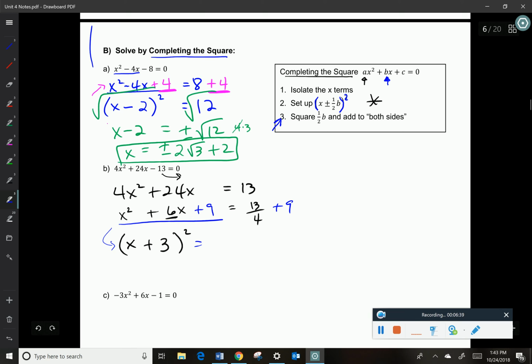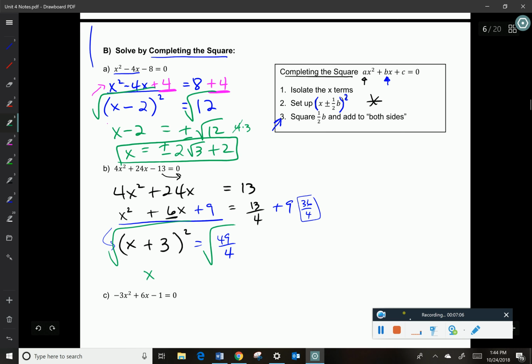So let's see. If I think of 9 as 36/4, then I think on this side, don't I actually have, what is that, 49/4? Right, if I have my 13/4 and my 36/4. Okay, so if I want to finish solving, I'm going to take the square root of both sides.